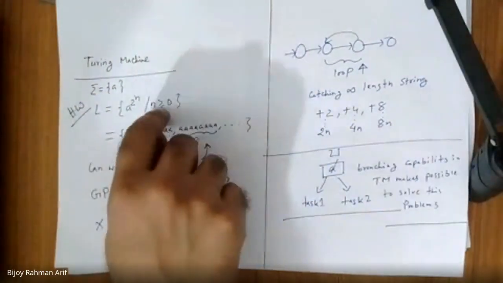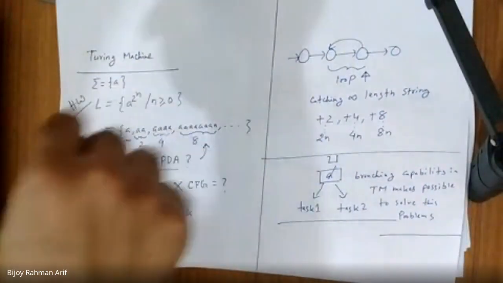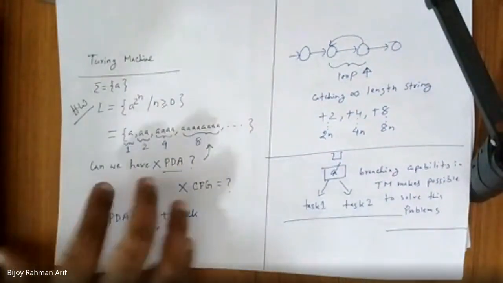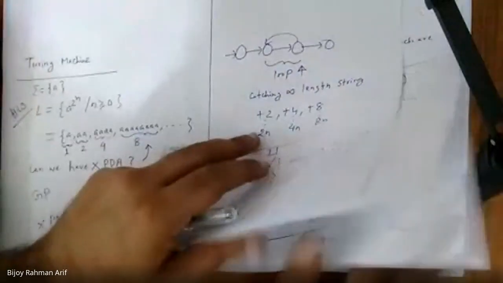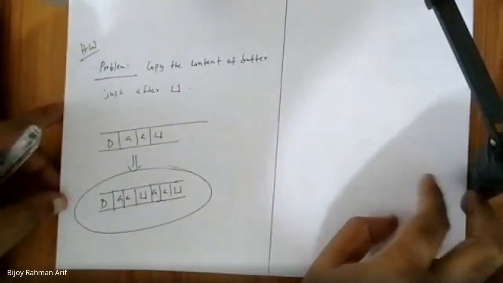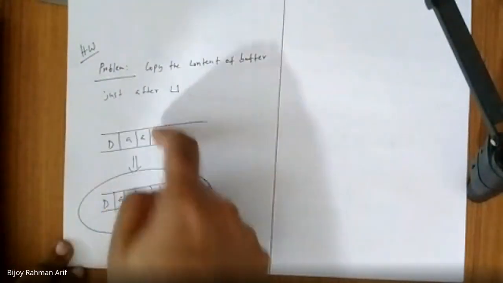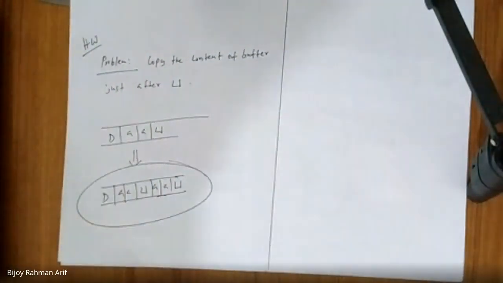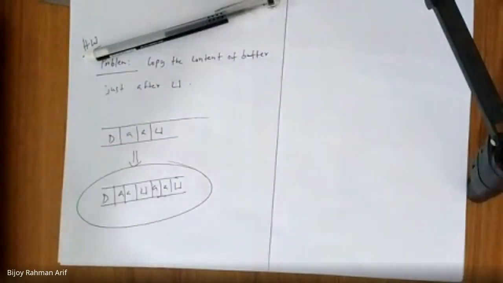Given 2 to the power n and n greater than or equal to 0, how can we solve this problem using a Turing machine? That is one homework. The second one is: copy the content of the buffer just after the blank. So initially it is like this. After copying, it will be like this. All right. Today's live.